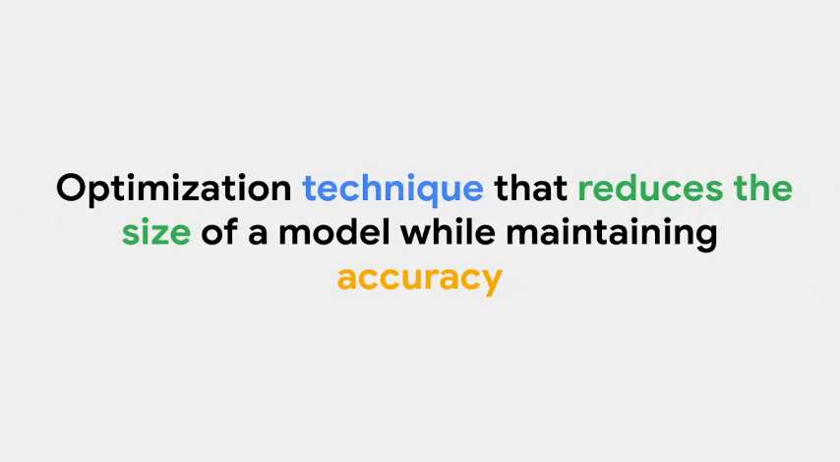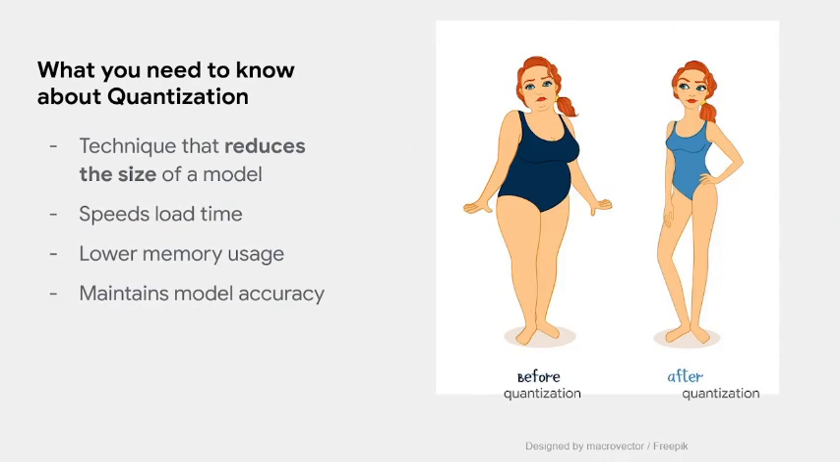So next we are going to talk about quantization very fast. What does it mean? Quantization is basically just a technique that reduces the size of a model while maintaining its accuracy. That's all it is. There's nothing special. And here, what you actually need to know about quantization is it reduces the size of a model, it speeds up load time of the model, it lowers the memory usage of the model, and it maintains its accuracy. That's how impressive quantization is.